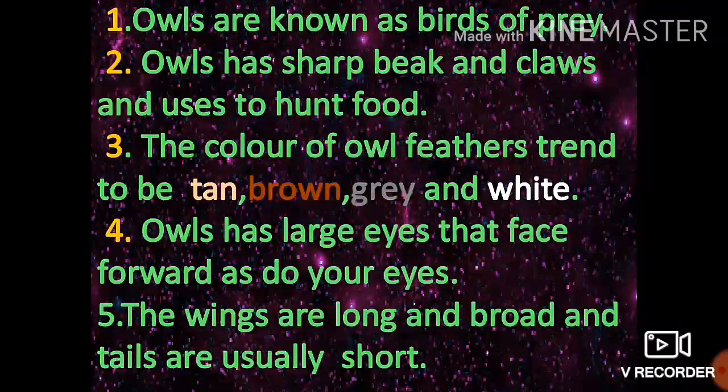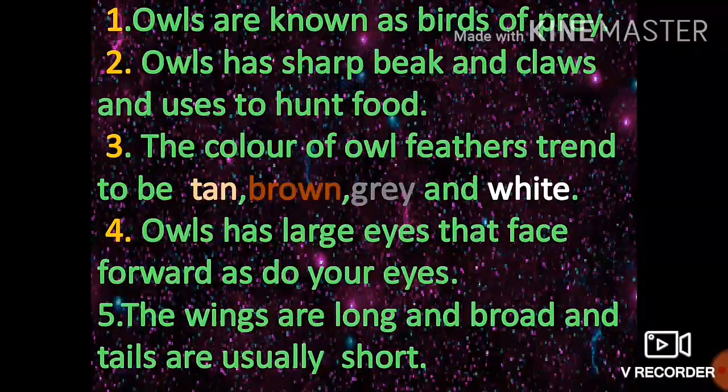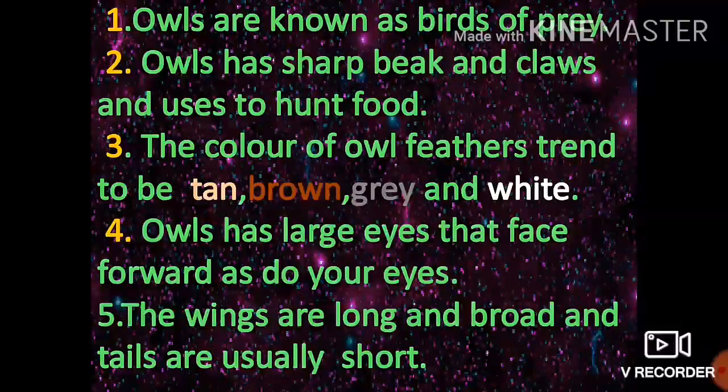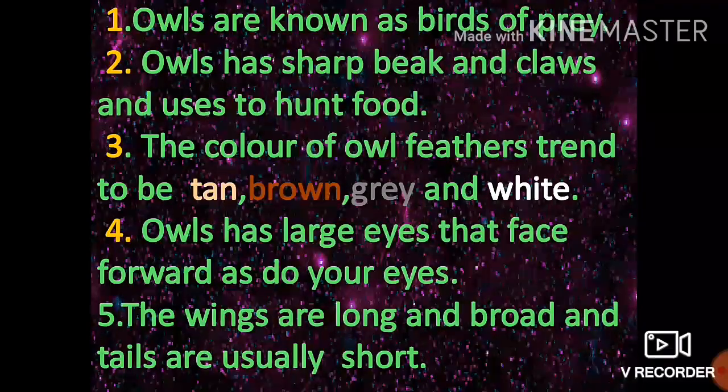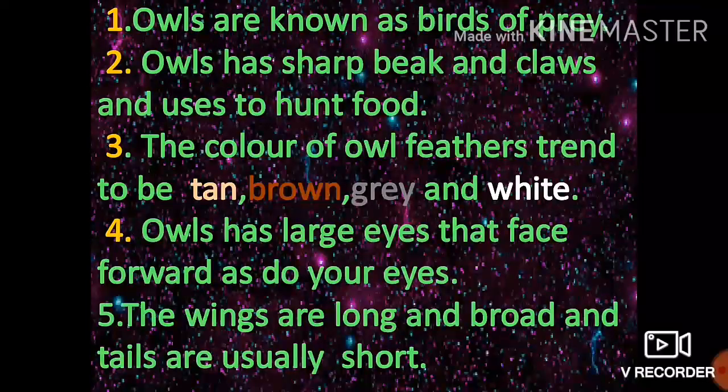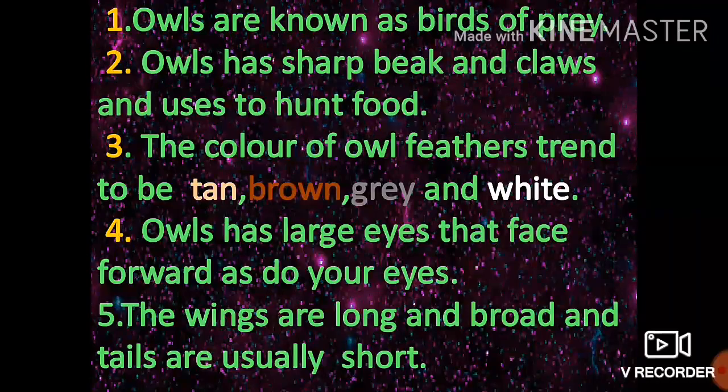Children, Owlie is nothing but owls. Owls are known as birds of prey. Owls have sharp beaks and claws and use them to hunt food. The color of owl feathers tends to be tan, brown, grey and white. Owls have large eyes that face forward, as do your eyes. The wings are long and broad and tails are usually short.